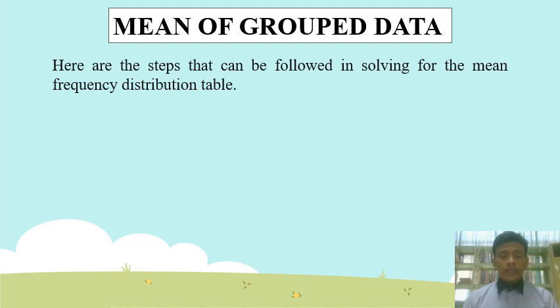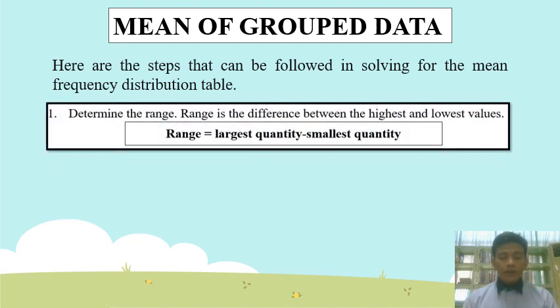Here are the steps that can be followed in solving for the mean using a frequency distribution table. First step: in our past discussion, we already discussed how to make a frequency distribution table. Remember? First step, you need to get the range. Range is the difference between the highest and the lowest values, or range is equal to the largest quantity minus the smallest quantity.